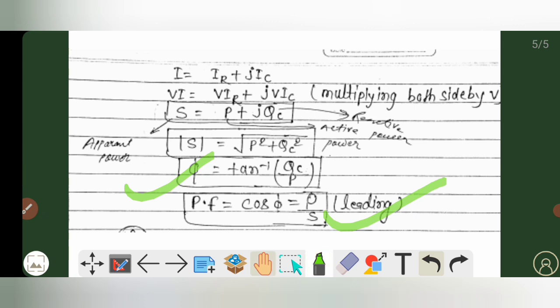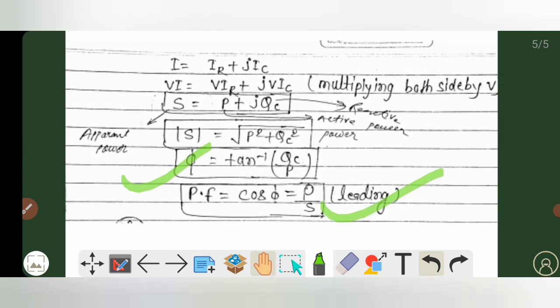Now, my dear friends, this was all about the series RL circuit and the parallel RC circuit.